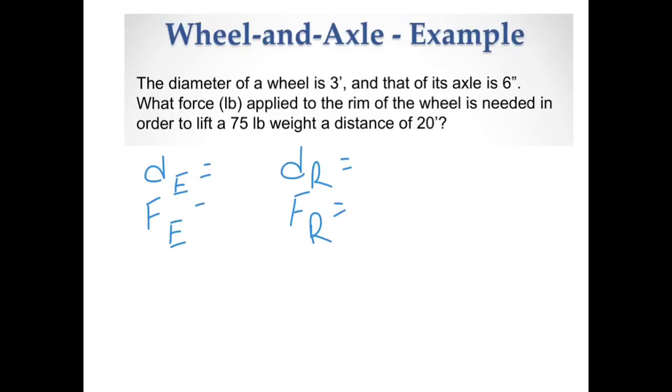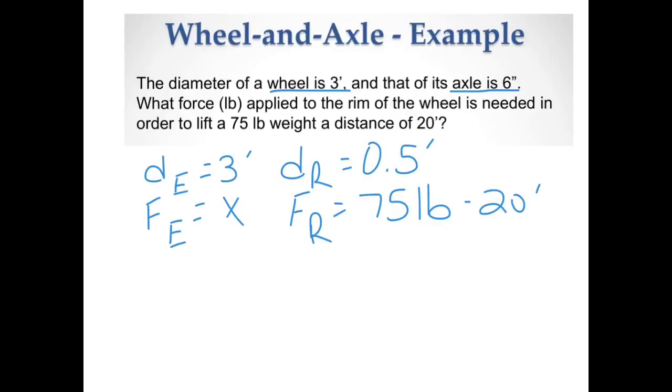All right, so my distance of my effort is going to be where the effort is put, and I know that it's going to be on the rim of the wheel. So it tells me here that the wheel is 3 feet. My distance of my resistance then is going to be the axle, which is 6 inches. I'm going to go ahead and convert that to feet now. All right, so my force of my effort is what I'm trying to find out. And it tells me that I'm lifting a force of 75 pounds for 20 feet.